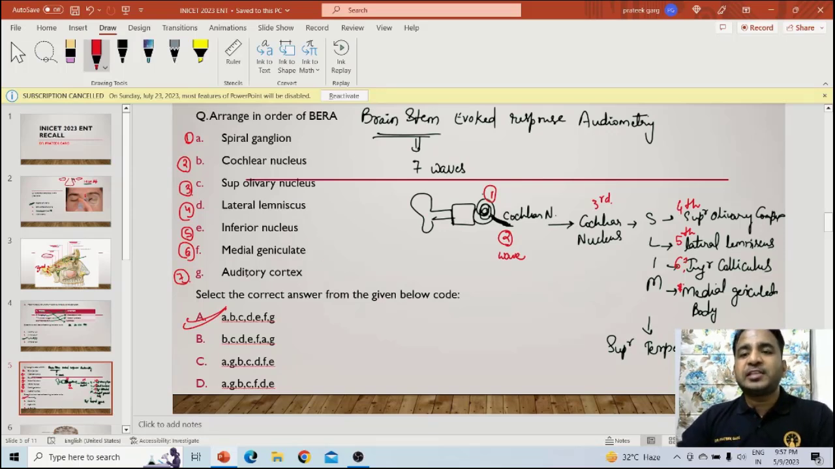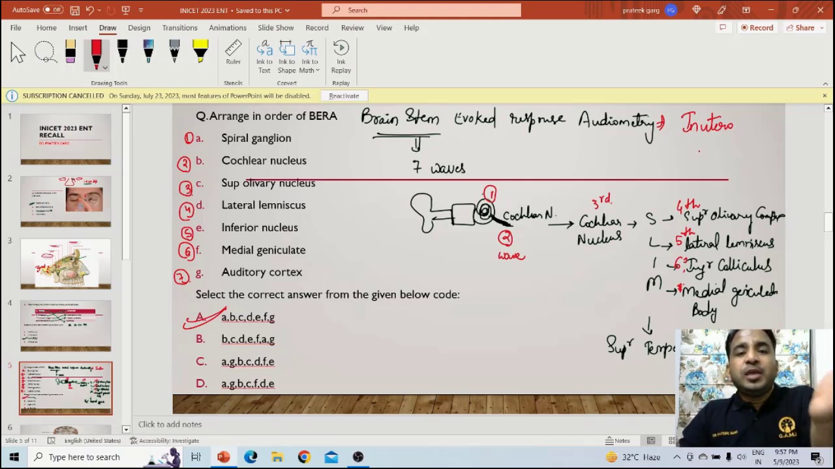And the best part of BERA is that it can be done in utero. The baby is not even born. You can get the result at 34 weeks of gestation. The baby can hear because the inner ear is built up by 20 weeks of gestation. At 20 weeks of gestation, the baby's inner ear is completed.